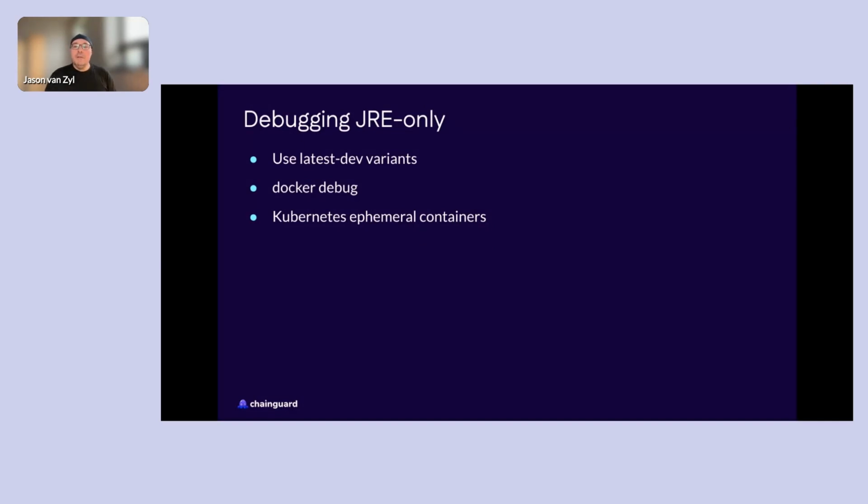So we have all the LTS versions: 8, 11, 17, 21. We have the latest, which is currently 23, and we also make the early access versions available. We just started doing that about a month ago. If the latest version happens to be an LTS, then it is available. Otherwise, that is something you would need a Chainguard subscription for.